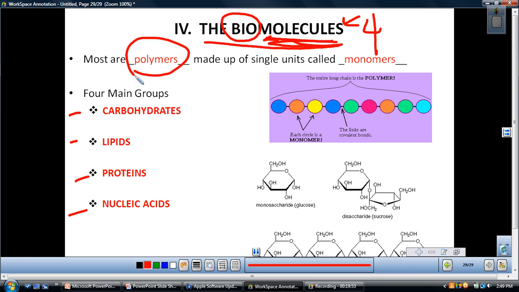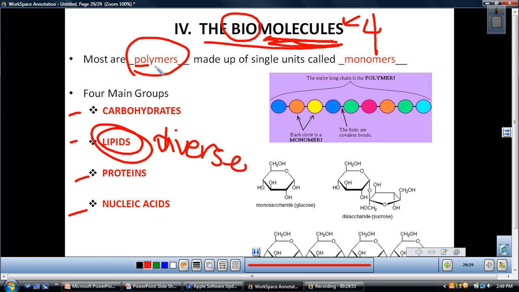Most are polymers. The reason it says most is because this lipid group right here is very unique. It's very diverse. So the lipid group does not fit into the same philosophy as the other macromolecules. I sometimes call them macromolecules or biomolecules. Macro refers to the fact that they are big polymers. Remember, poly means many, mer means subunit or unit. So these are going to be many units long.